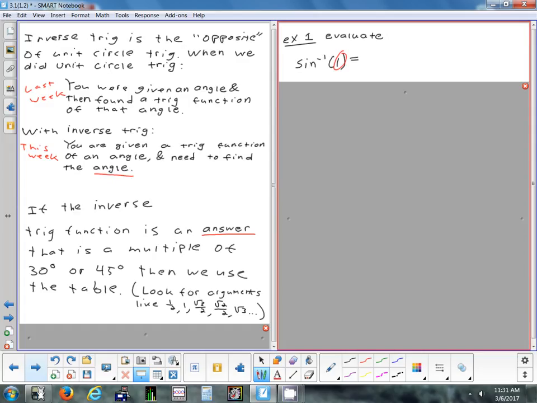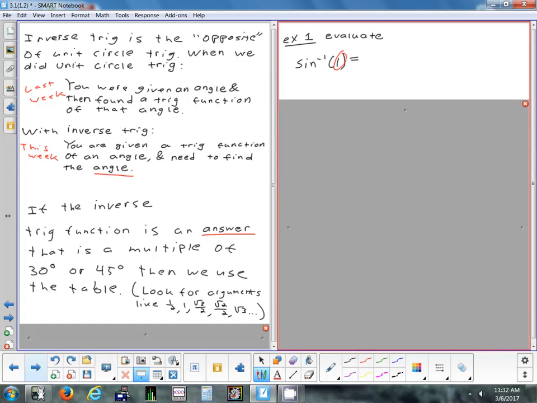Okay, so the first one says inverse sine of 1. Is 1 a number that pops up in this table? Yeah, then chances are the answer is going to be in this table, and it will be a multiple of 30 or 45. So we already know that, and we haven't even figured out the answer yet. That's how you do it.